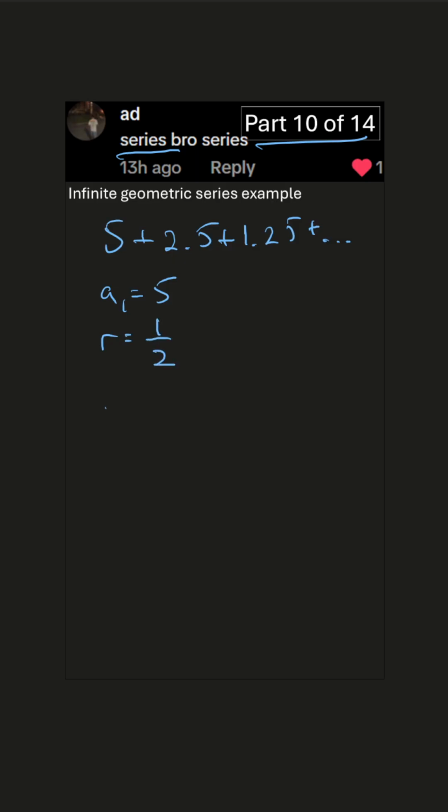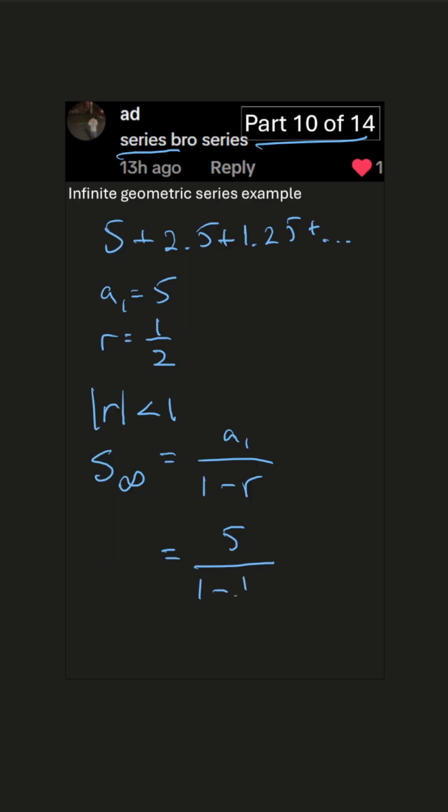So since r in absolute value is less than 1, we know the series converges, and we can find its infinite sum. As we derived in the last video, the infinite sum equals a sub 1 over 1 minus r. We just plug in what we know, and that equals 5, which is a sub 1, over 1 minus r, which is 1/2. So that's 5 divided by 1/2, which equals 10. So the infinite sum of this series equals 10.